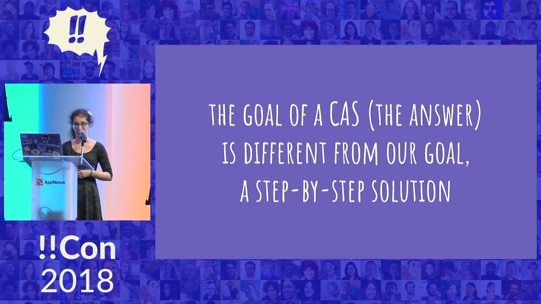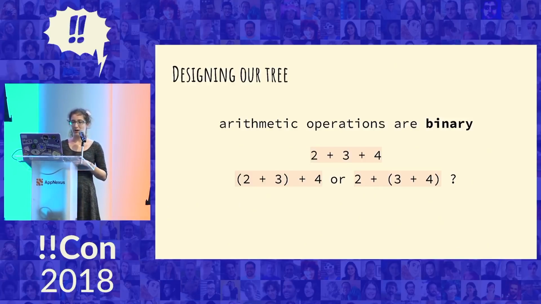So we designed our own tree. And part of designing our own tree was we had to think about how arithmetic operations are binary, which I had never thought about before. I know that subtraction is binary, it definitely has 2 arguments. Division is binary. But addition, I was always like, oh yeah, that's adding 3 numbers together. But no, 2 plus 3 plus 4 is (2 plus 3) plus 4, or 2 plus (3 plus 4).